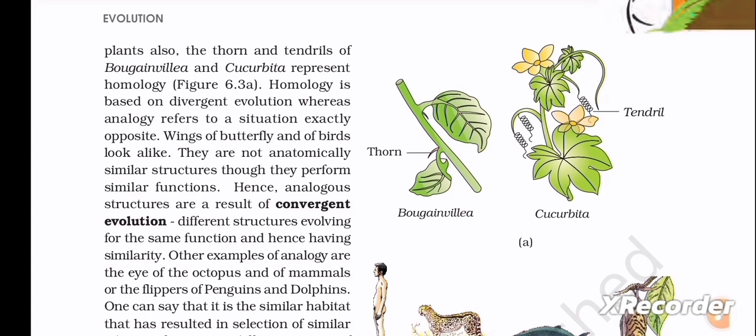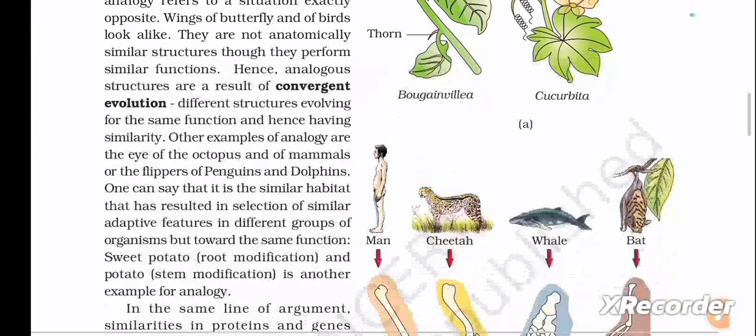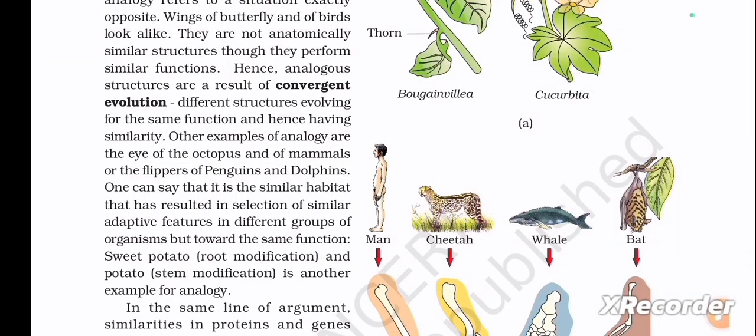Wings of butterfly and of birds look alike. They are not anatomically similar structures, though they perform similar functions. Hence, analogous structures are a result of convergent evolution. Different structures evolving for the same function and hence having similarity. Other examples of analogy are the eye of the octopus and of mammals or the flippers of penguins and dolphins.